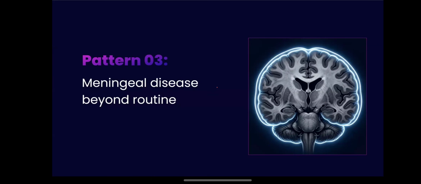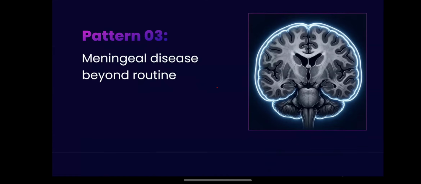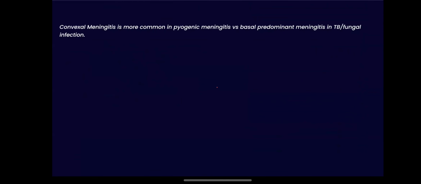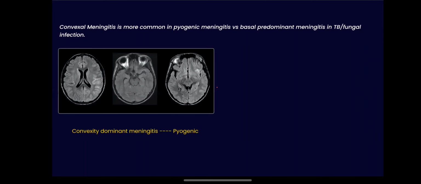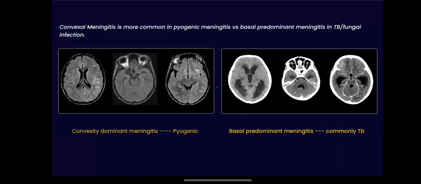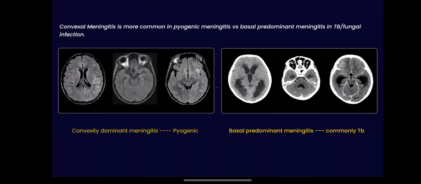So moving on to a pattern that is very familiar to all of us, meningeal diseases beyond the routine. The run-of-the-mill formula when it comes to meningitis is that convexal meningitis is synonymous with pyogenic meningitis, versus basal predominant, which is what you see in tuberculosis as well as fungal infections, right? And of course, you do see other telltale signs of these infections in the central nervous system. You could have granulomas, you could have exudates, et cetera.